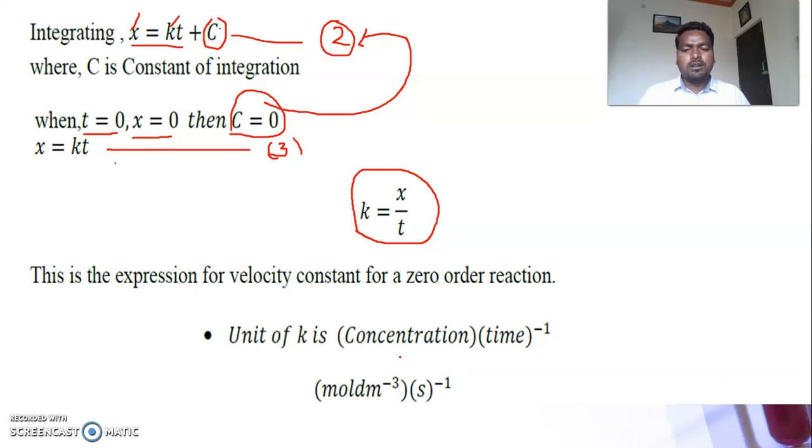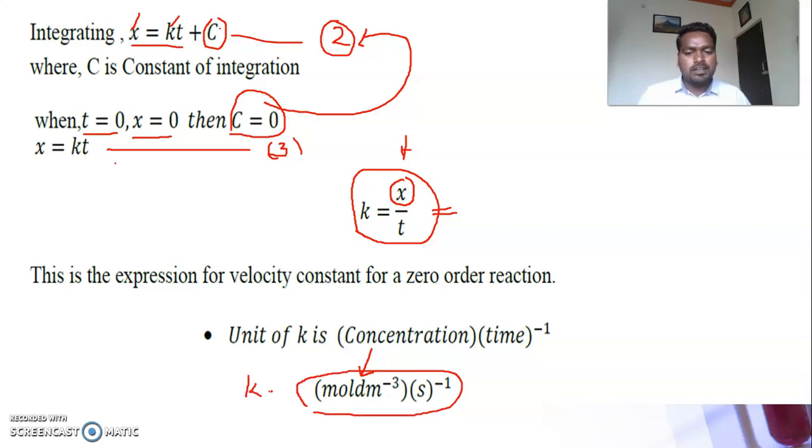Then the SI unit for a zero order reaction: x indicates the concentration of reactant which has reacted at a time t. So what is the SI unit for concentration? Write first concentration divided by time, which we can write in terms of time inverse. The SI unit for concentration is moles per dm cube, so moles per dm cube per second. This is the SI unit of the rate constant.